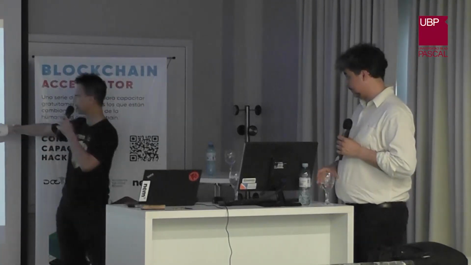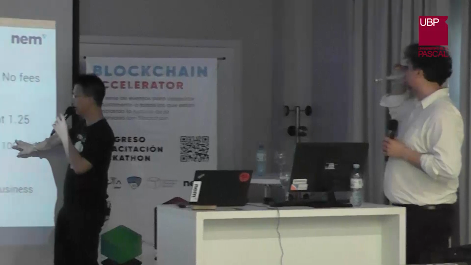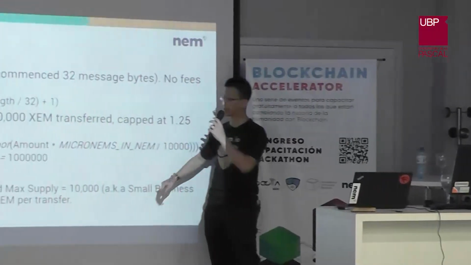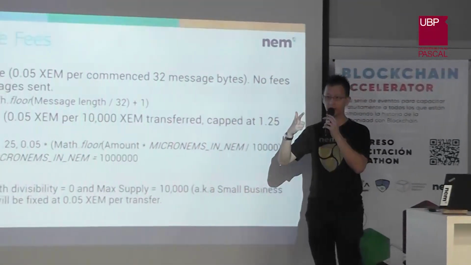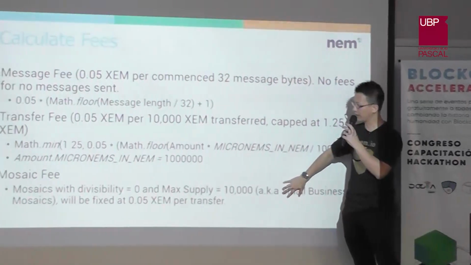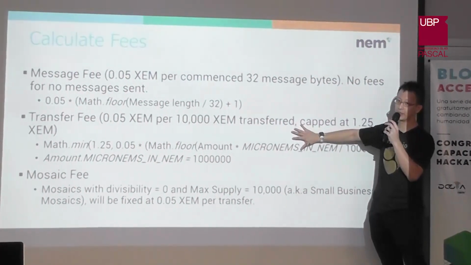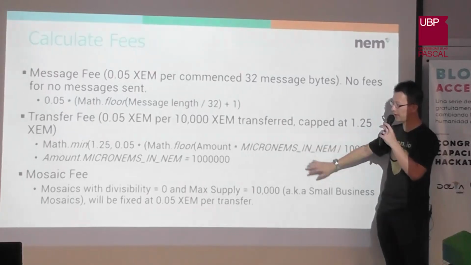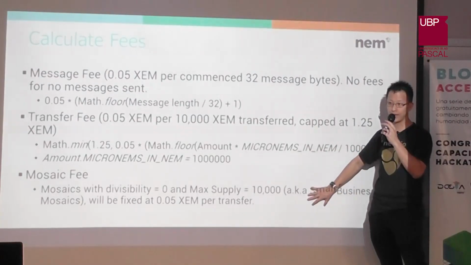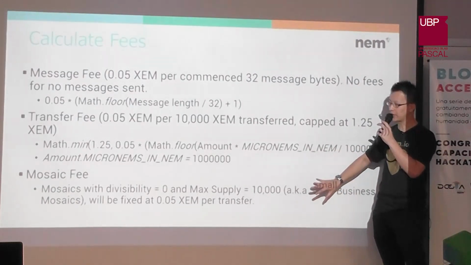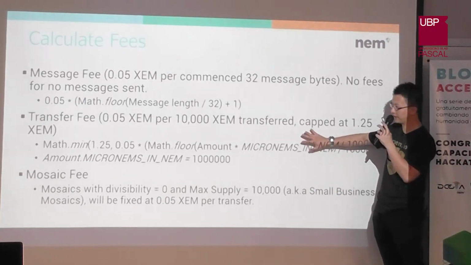So ZEM transfer fee is maximum capped at 1.25. But for mosaics, because there is supply and divisibility, actually the transfer fee on mosaics works the same way as ZEMs. So what does this mean is that, let's just say if I have 9 billion supply and 6 divisibility, my transfer fee on my mosaic is the same as ZEMs.